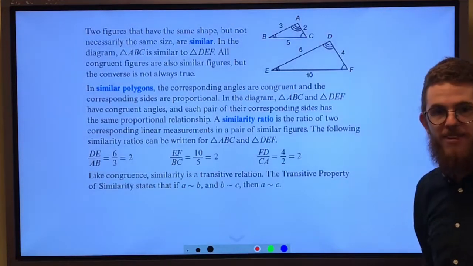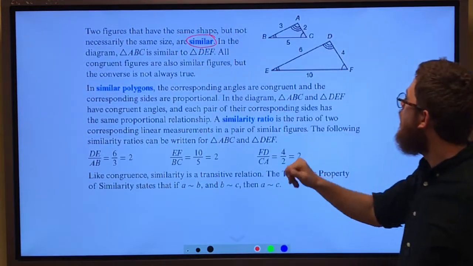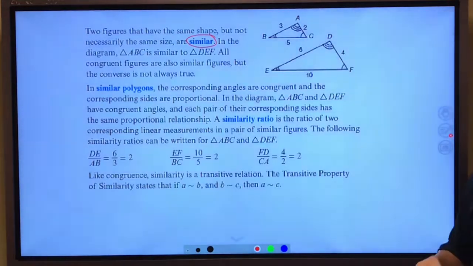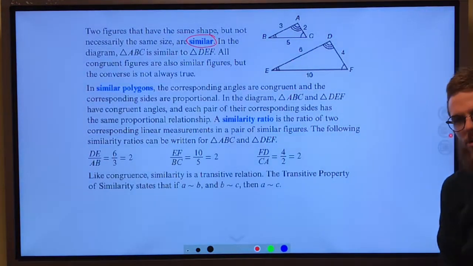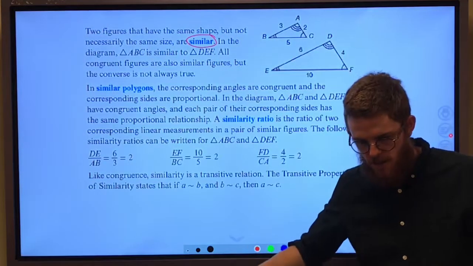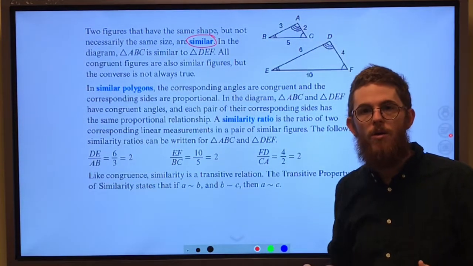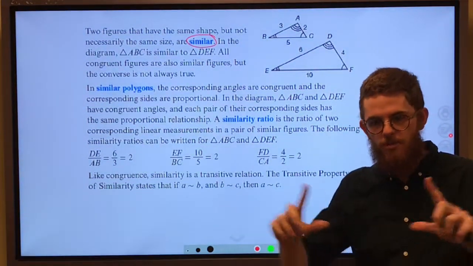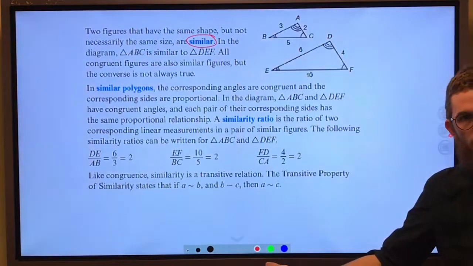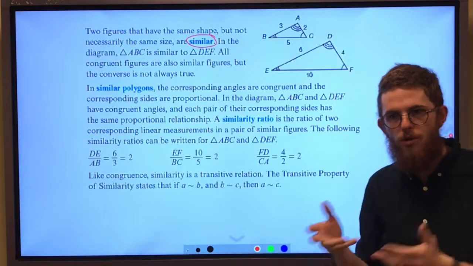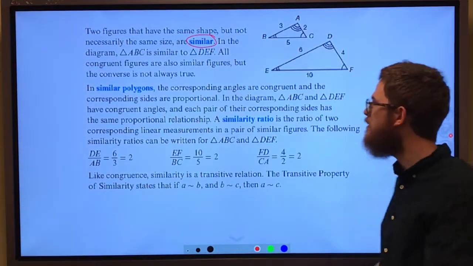If two figures have the same shape, but not necessarily the same size, they are considered similar. In the diagram, these two triangles would be similar to each other. All congruent figures, they say, are similar, but not all similar figures are congruent. So think about that. Every congruent figure naturally has the same shape, but not all similar figures will have the same size. They're different sizes of the same thing. It's kind of like a model car and the actual car. They're similar. We can learn a lot about the large car by looking at the model car, but they're not congruent. They're not exactly the same size.